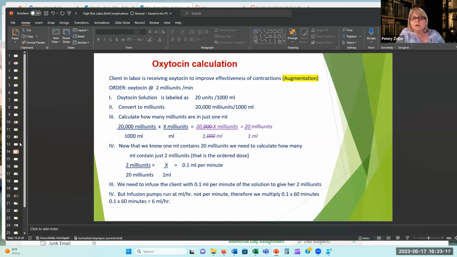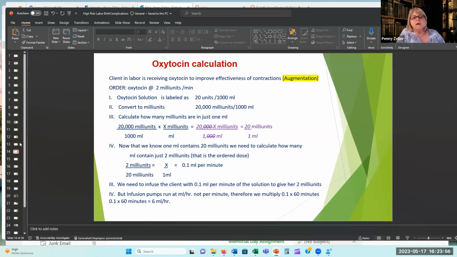So if the provider orders 2 milliunits a minute of this solution, so 20,000, this is one of your questions in your OB calculations. So 20,000 milliunits in a liter, okay? And you can see how I converted that and broke it down to 20 milliunits in 1 ml. Now that we know that, we can set up a proportion that we want 2 milliunits. So I put 2 milliunits over 20 milliunits, and then X over 1 ml.